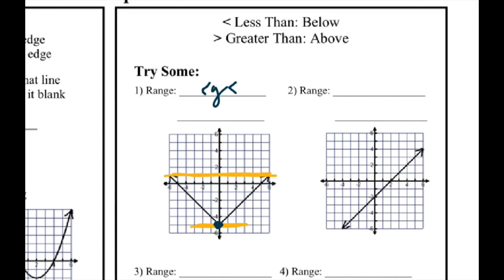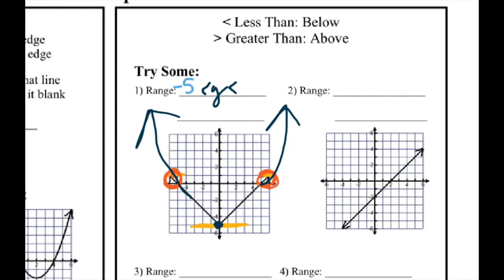But the top is not the top. There are arrows here. So if these are arrows, it means it goes up forever and ever and ever and ever. So there is no restriction on the top. This graph will go up. From here, it'll go up forever. So when I write it down, my range is my y. My lowest y is the number -5.